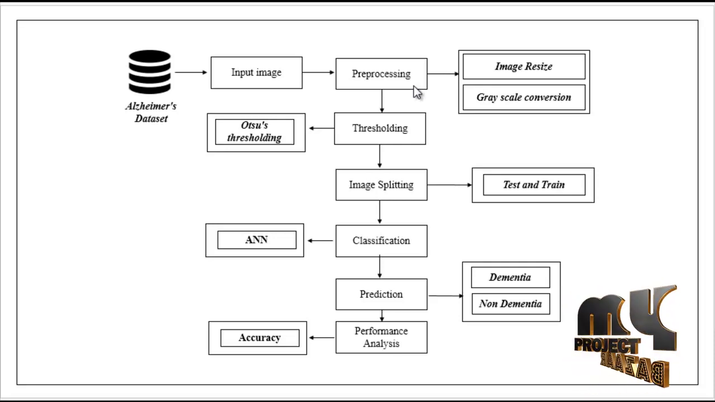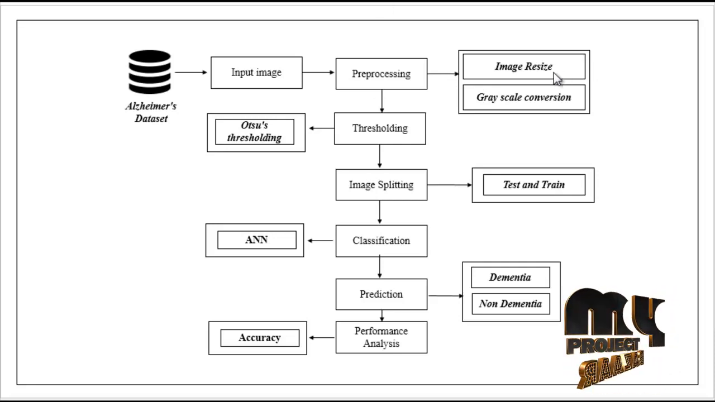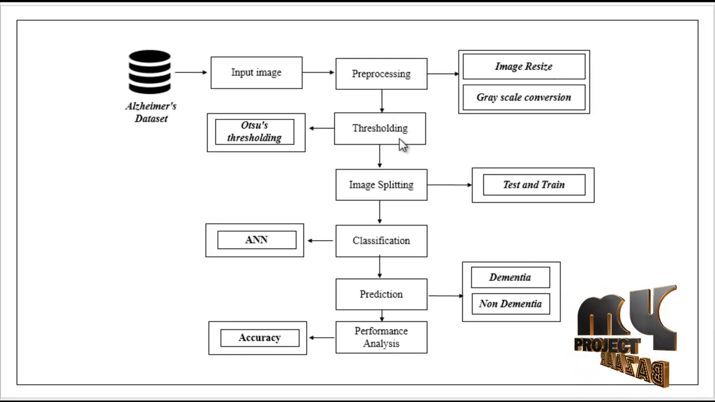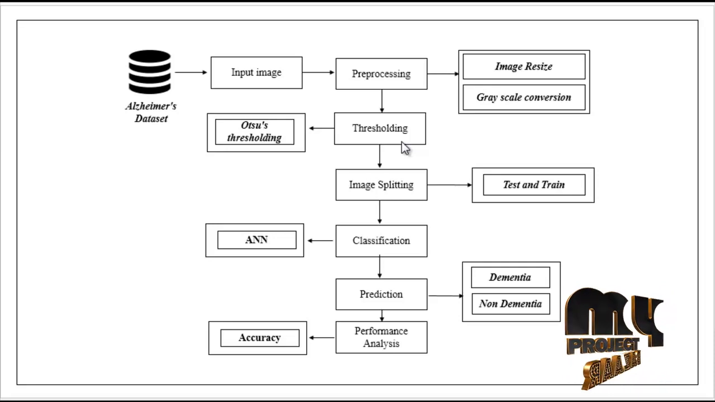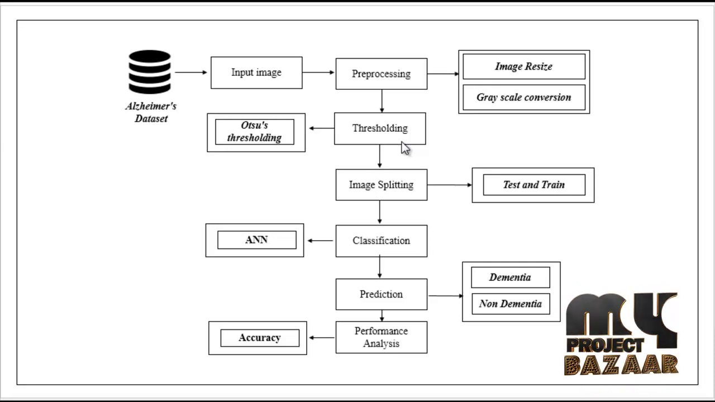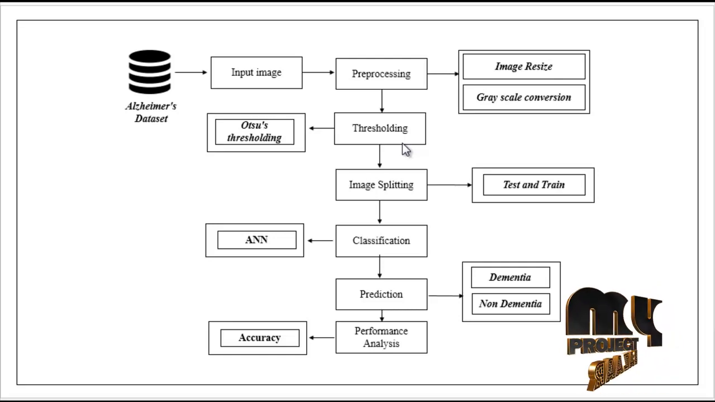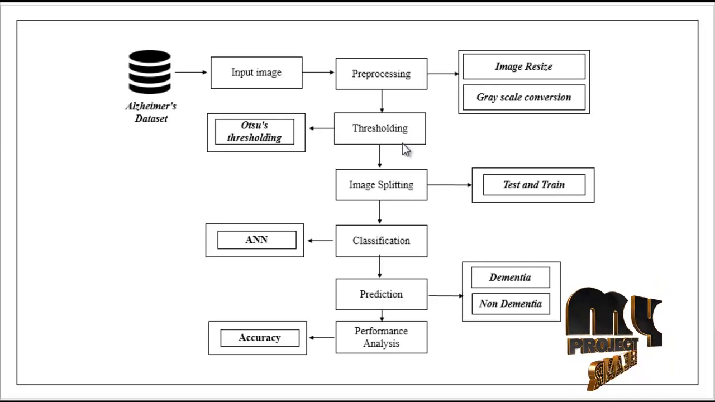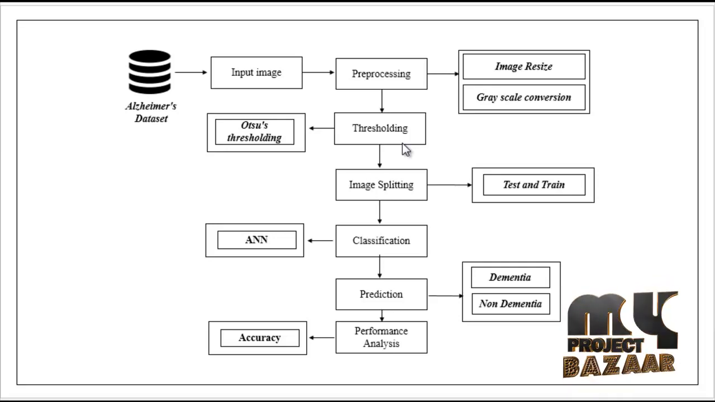Here we resize the original image and perform grayscale conversion. After that we perform thresholding. Here we use Otsu's thresholding. In this module we convert the image into a binary image. After that our dataset is carried to image splitting.